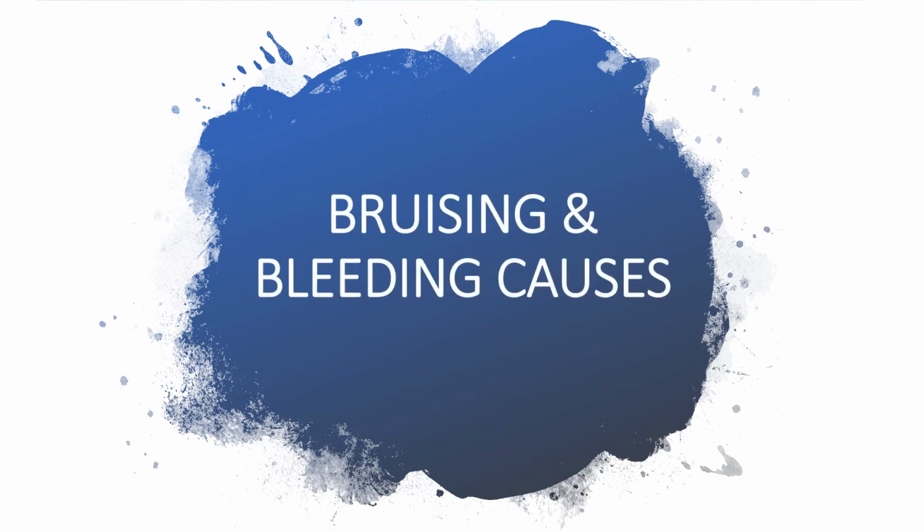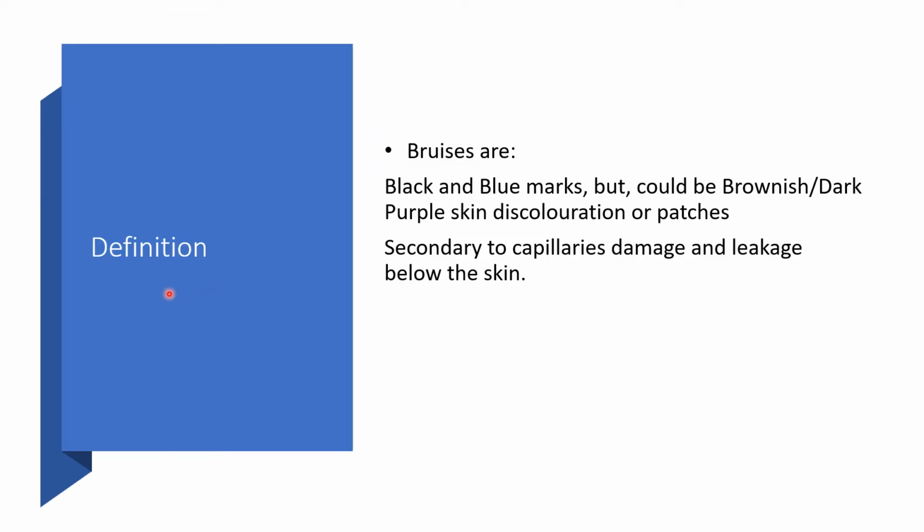Today I'll be going through possible causes of bruises and bleeding. Briefly, by way of definition, bruises can be noticed on your own skin or the skin of somebody else as discoloration or patches that will either be black and blue or brownish and dark purple, mostly due to damage to capillaries and leakage from the capillaries below the skin.